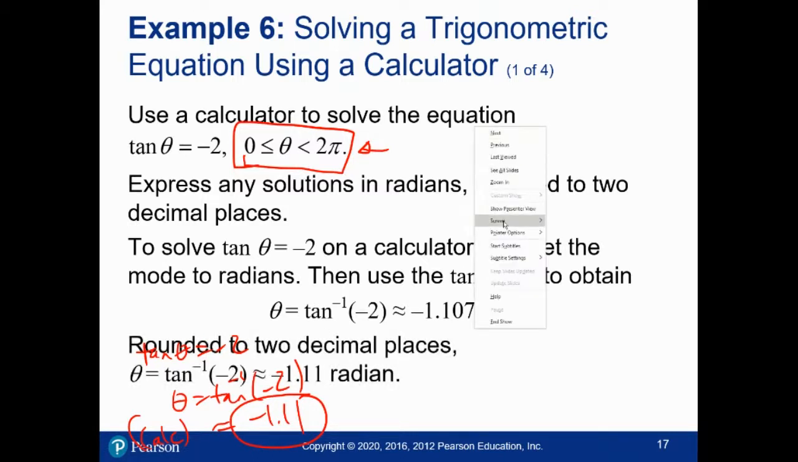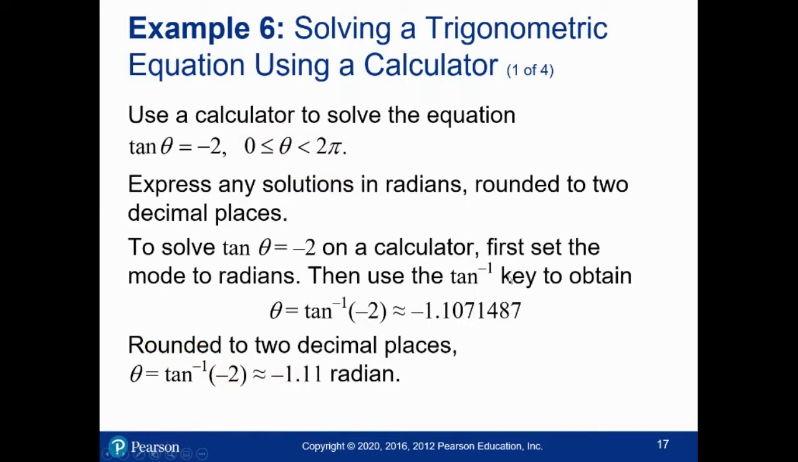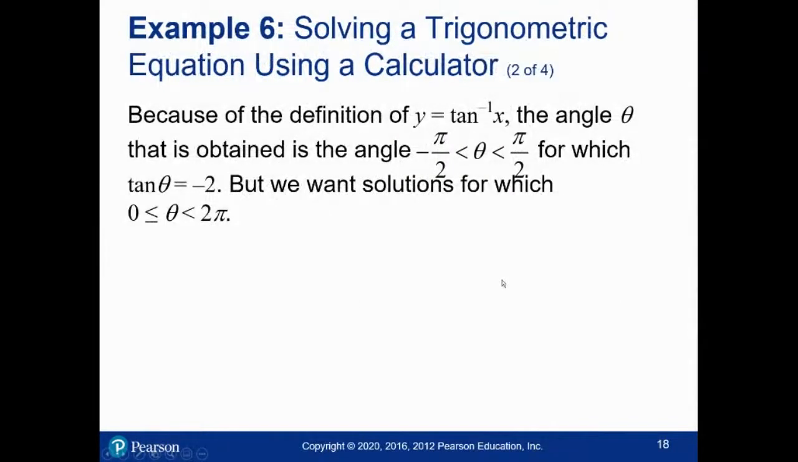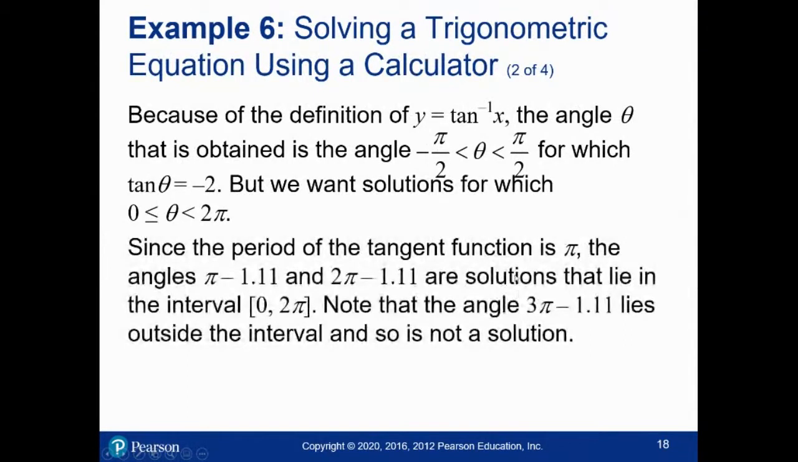So this negative 1.1 can't possibly be one of our solutions because it's negative and we weren't looking for negative angles. But we got arctangent of negative 2 is about negative 1.11. The tangent is periodic with period pi. So our theta is going to be negative 1.11 plus any multiple of pi.